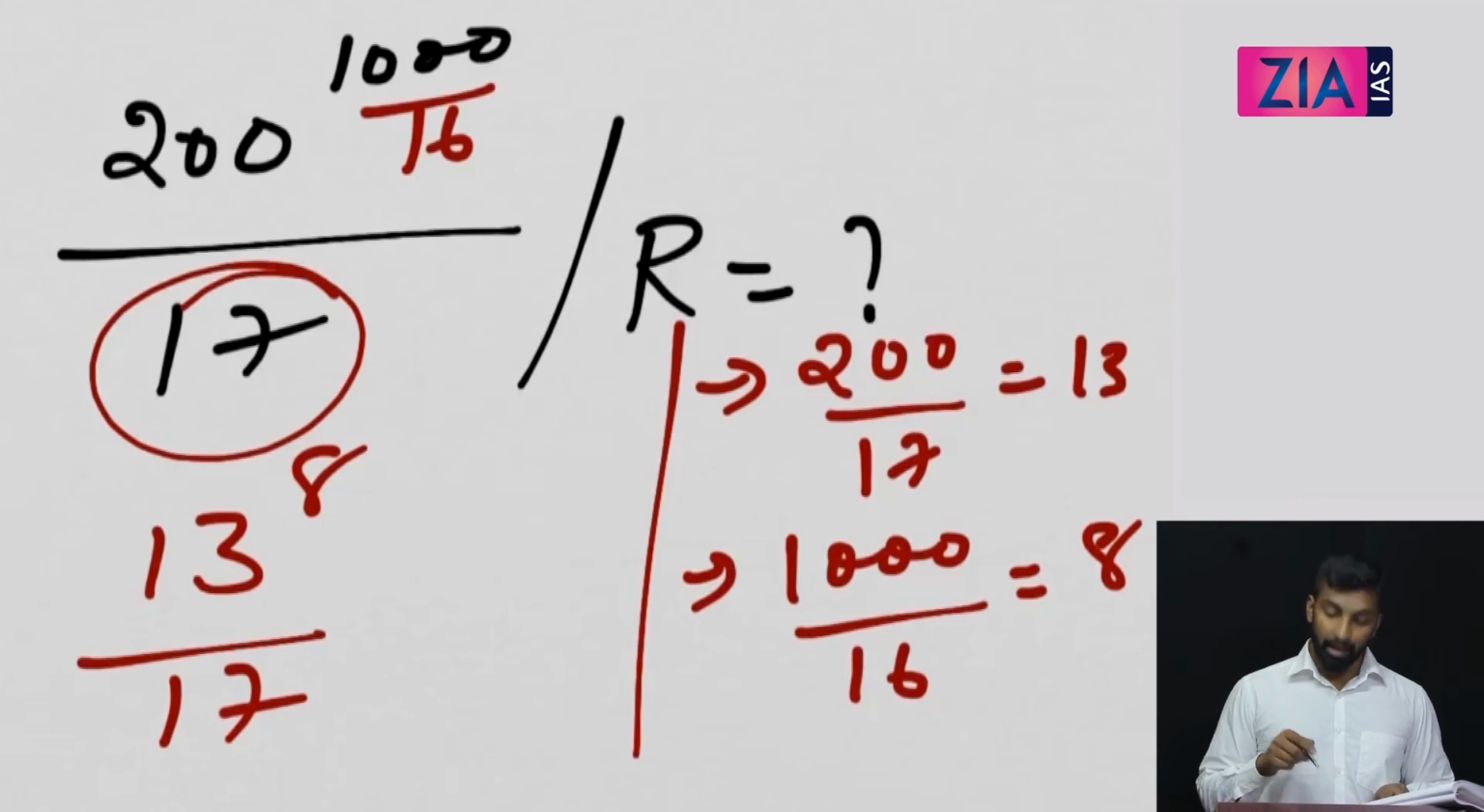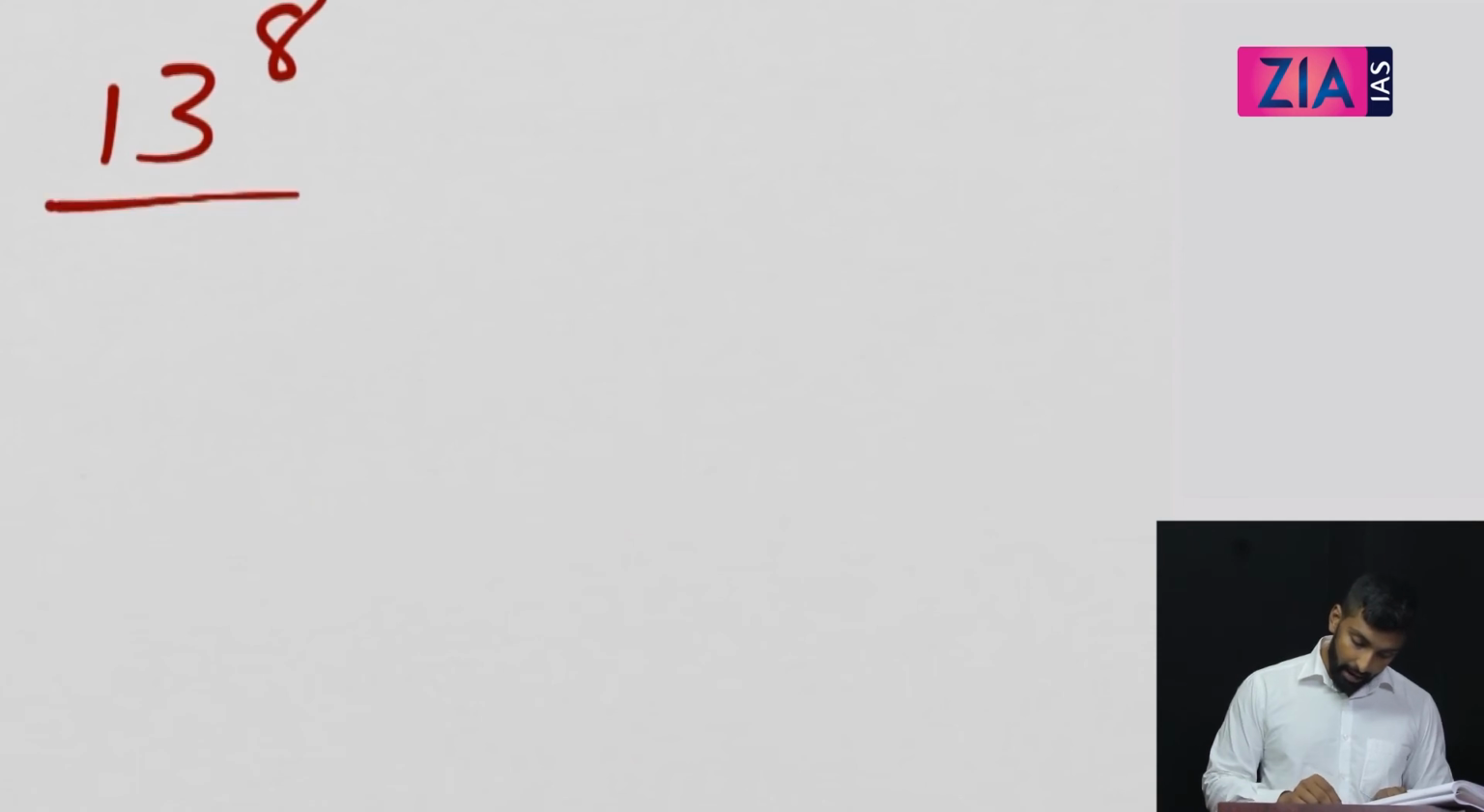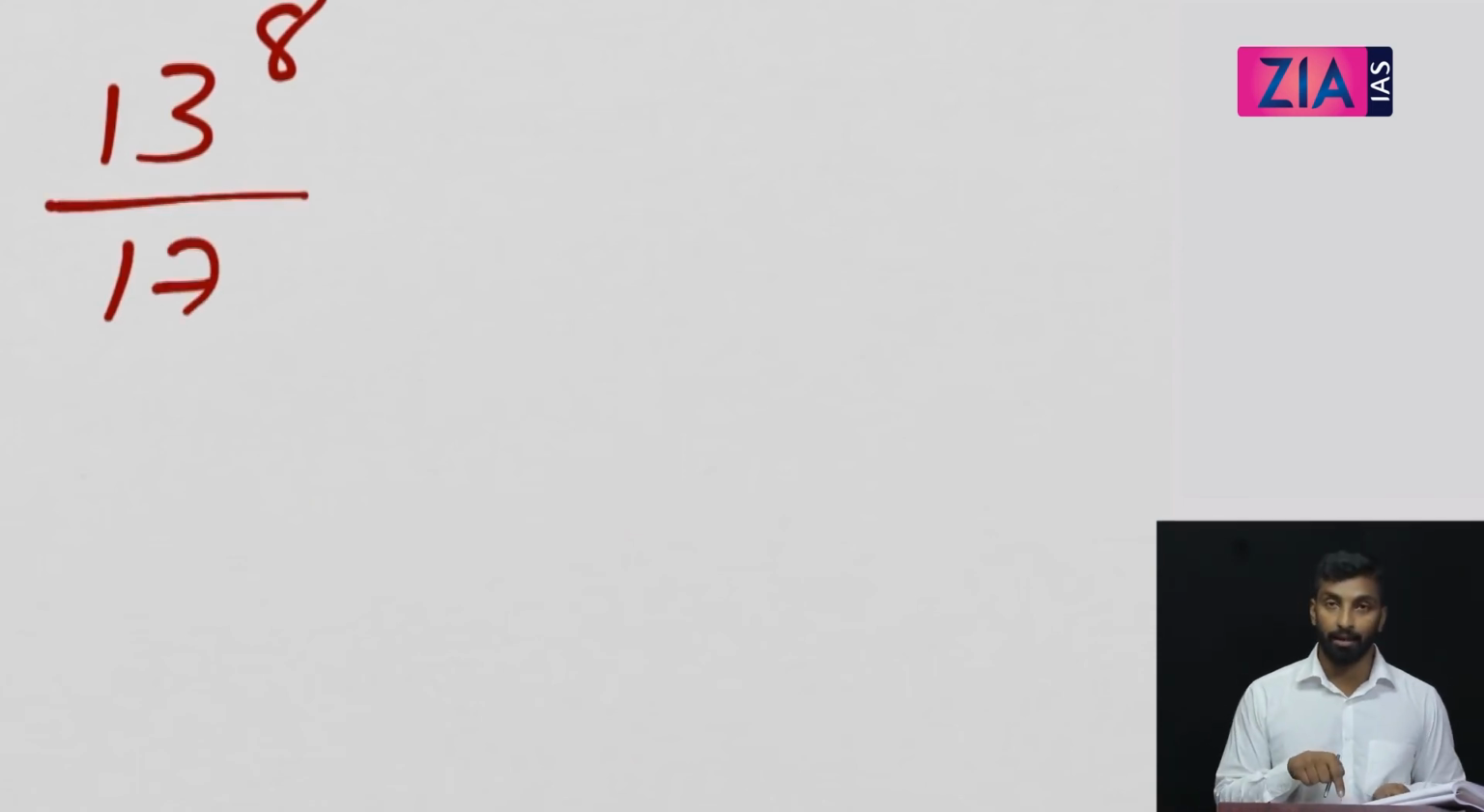Now this is the problem. Now you cannot apply Euler's number or Fermat's theorem, right? Because this is reduced. So now you need to do it manually. Your answer is now 13 raised to 8 by 17, but this is not there in your options. Now you need to convert this in such a way that you will get it in the options, right? So how will you do it?